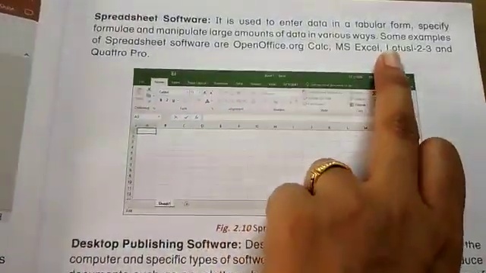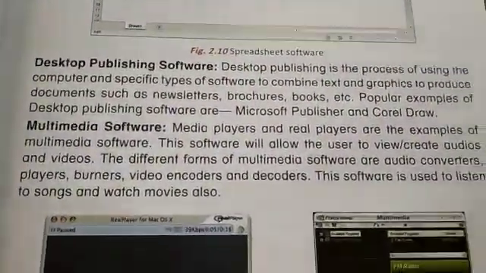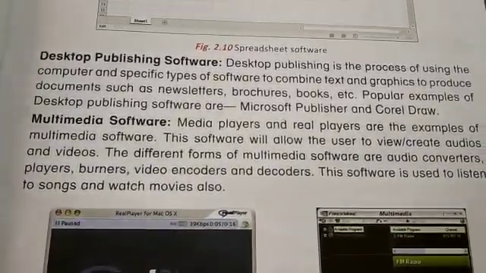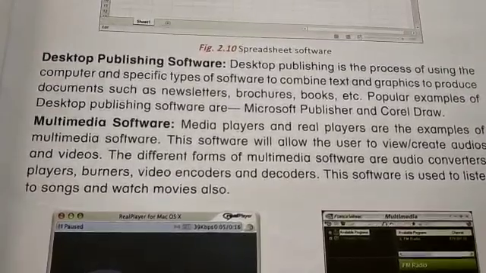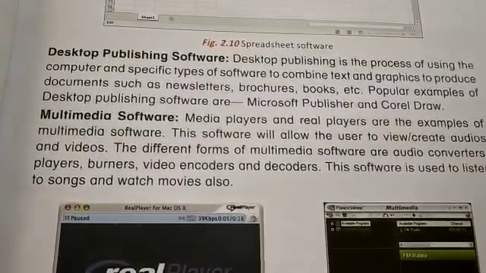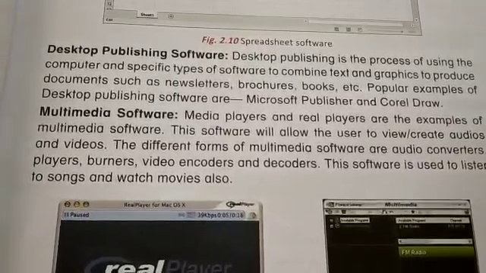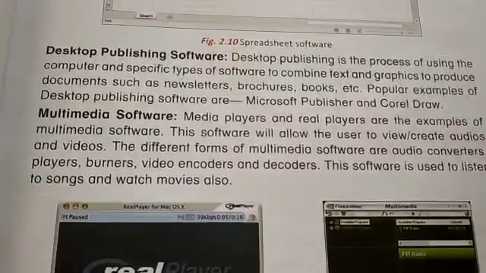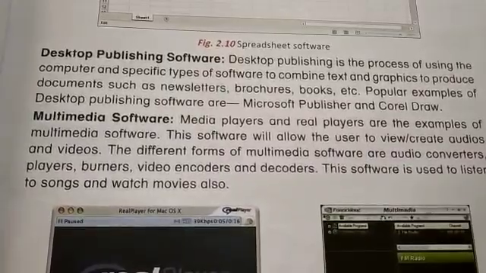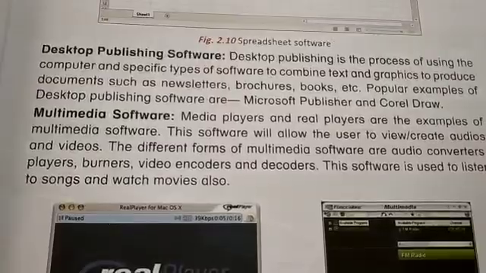These are the examples. I hope you have underlined them. Now come to the next one, that is desktop publishing software. Desktop publishing is the process of using the computer and specific types of software to combine text and graphics to produce documents such as newsletters, brochures, books, etc. Popular examples of desktop publishing software are Microsoft Publisher and Corel Draw.